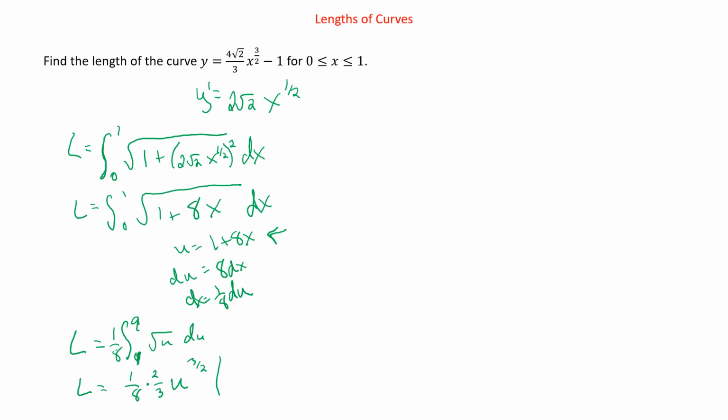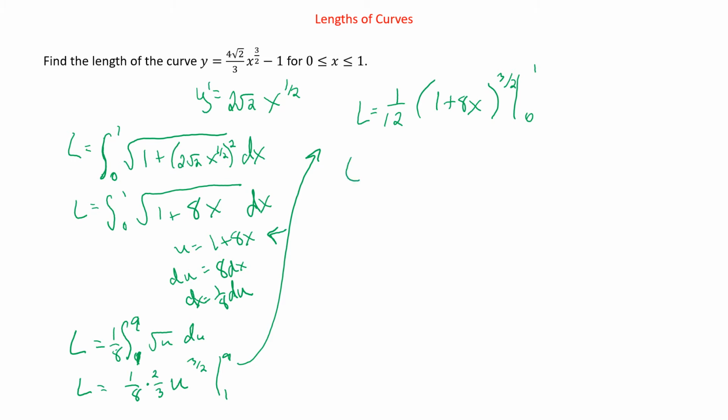But we're going to plug our x's back in. So L equals 1/8 times 2/3 is going to be the 2 and the 4, that's 1/12, times u to the 3/2, but u was 1 plus 8x. And now we're going from 0 to 1 again.